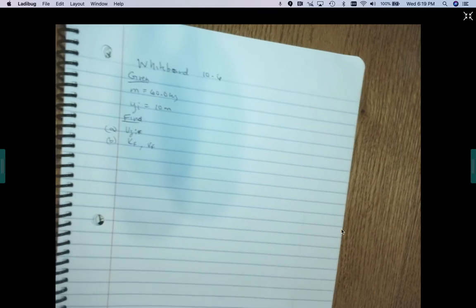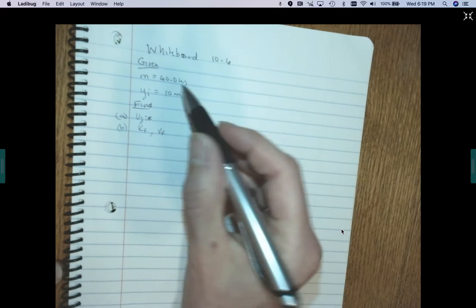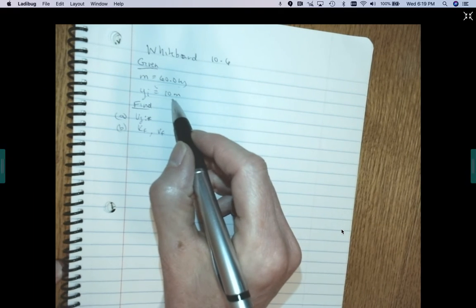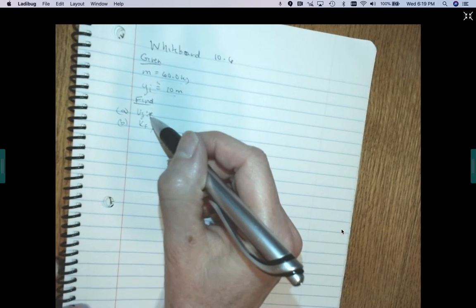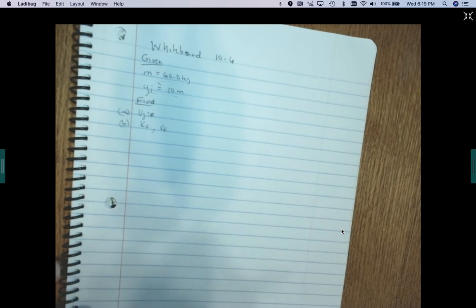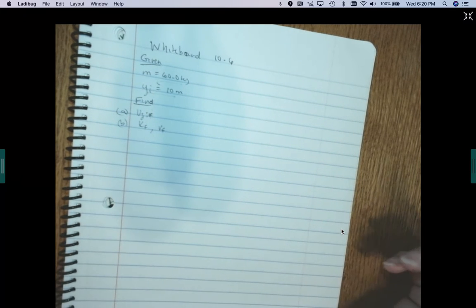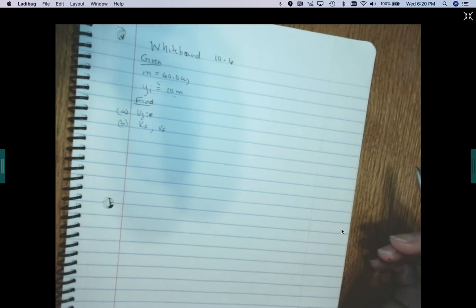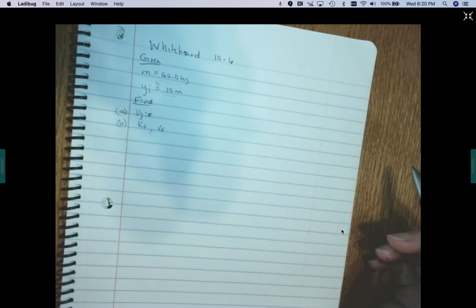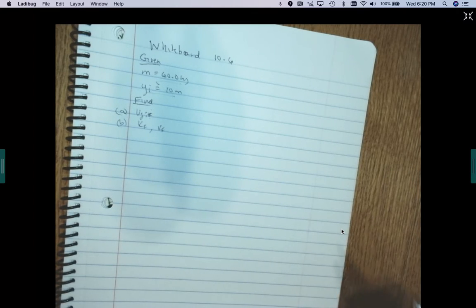Okay, so I wrote some of that stuff down while we were reading it, right? So we have a mass of 60, we have an initial height of 10. For part A, we want to find what the initial potential energy is. And then, I just want to see if I can follow focus works. Okay, I'm not sure if that's any better.